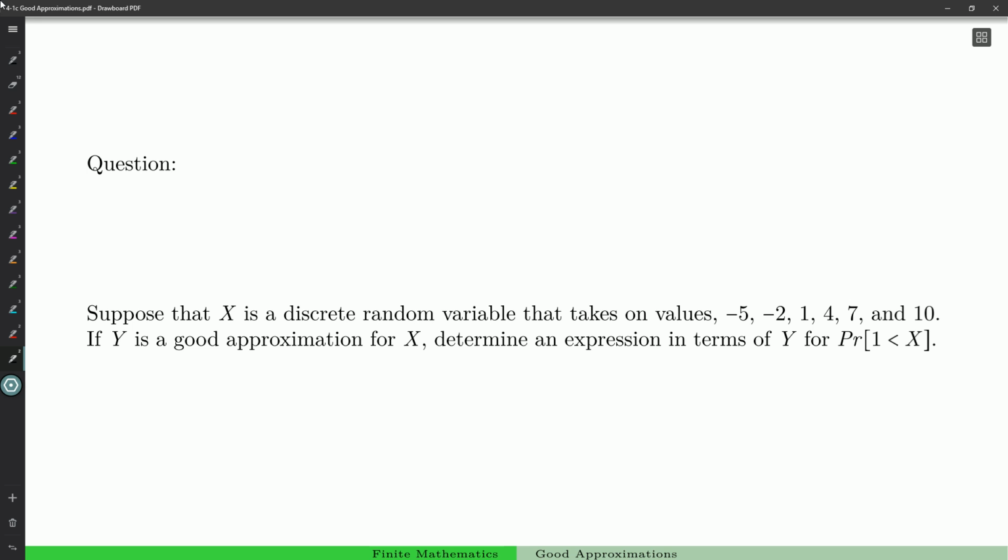Suppose that x is a discrete random variable that takes on the values -5, -2, 1, 4, 7, and 10. If y is a good approximation for x, determine an expression in terms of y for the probability that x gives us a value greater than 1.